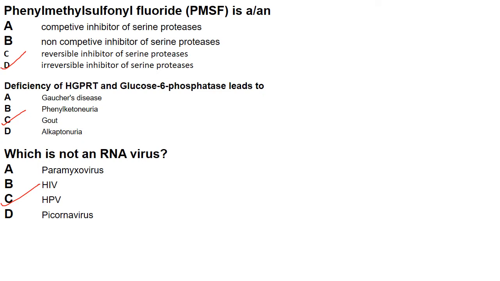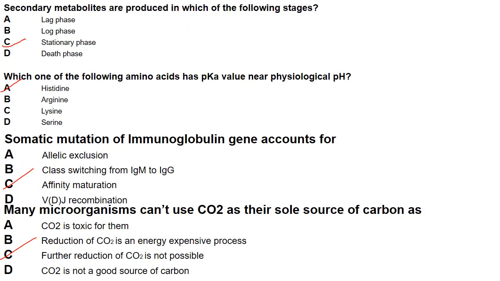Then which is not an RNA virus? HPV, human papilloma virus, is a double-stranded DNA virus. It is not an RNA virus. Secondary metabolites are produced in which of the following stages? That is the stationary phase. Answer is option C.